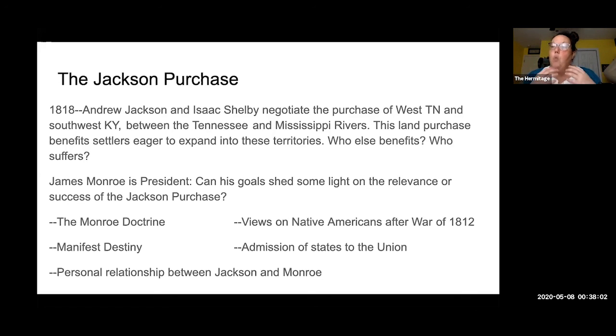Okay, so why is Monroe focused on the Tennessee to the Mississippi? What's driving that decision for James Monroe? Jackson has opinions, Shelby has opinions, they have some freedom to act as they wish, but ultimately they're carrying out the wishes of the President of the United States. All right, so can his goals shed some light on the Jackson Purchase? Does it open up for you some more avenues of thought?